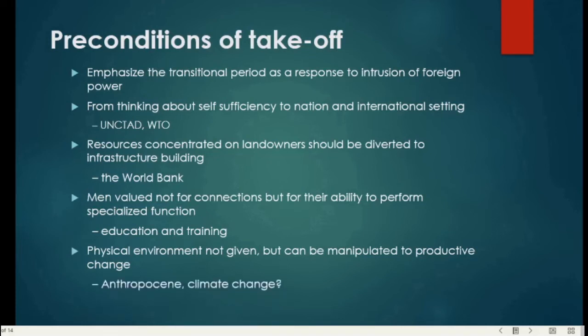And also, interestingly, the physical environment can be manipulated to productive change. This is really manifested by the notion of the Anthropocene. If you haven't heard of it, the Anthropocene is a term first coined by geologists to say that we are now living in an era where human beings are making permanent and significant changes on the earth, such as climate change, which can have really drastic implications on different ecosystems. The increase of carbon dioxide is believed to be caused by human beings. So climate change is one example of how humans are manipulating the physical environment. But it also becomes a problem now, widely recognized also by the Sustainable Development Goals.